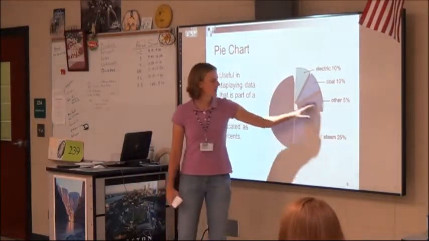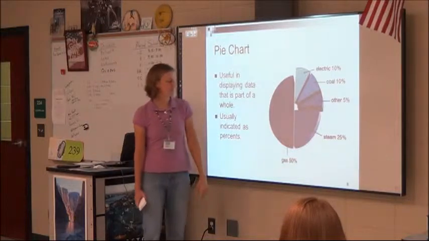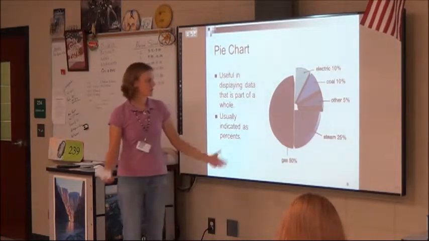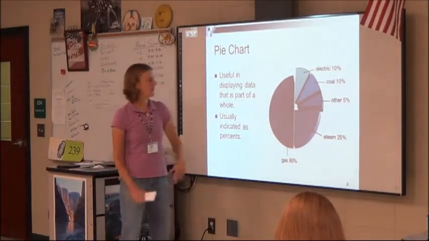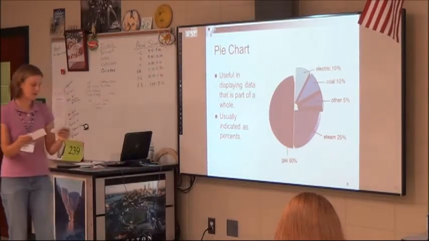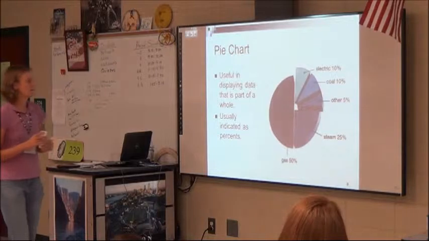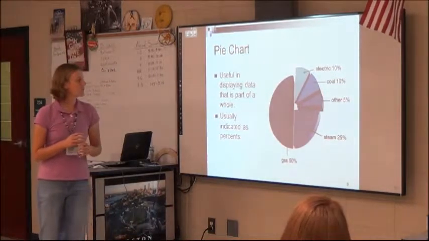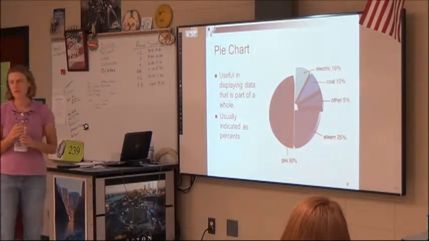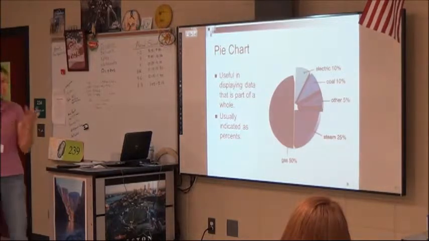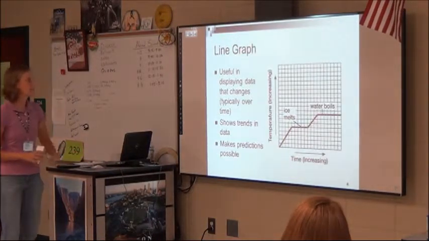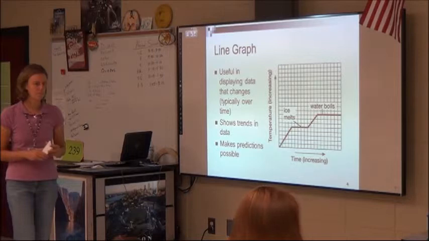So we've got electric, coal, other, steam. So these are obviously some power sources of something. And I could ask, let's see, Blake, what type of power is used 25% of the time? Steam. All right, easy. Pie charts. Line graphs. Last one.